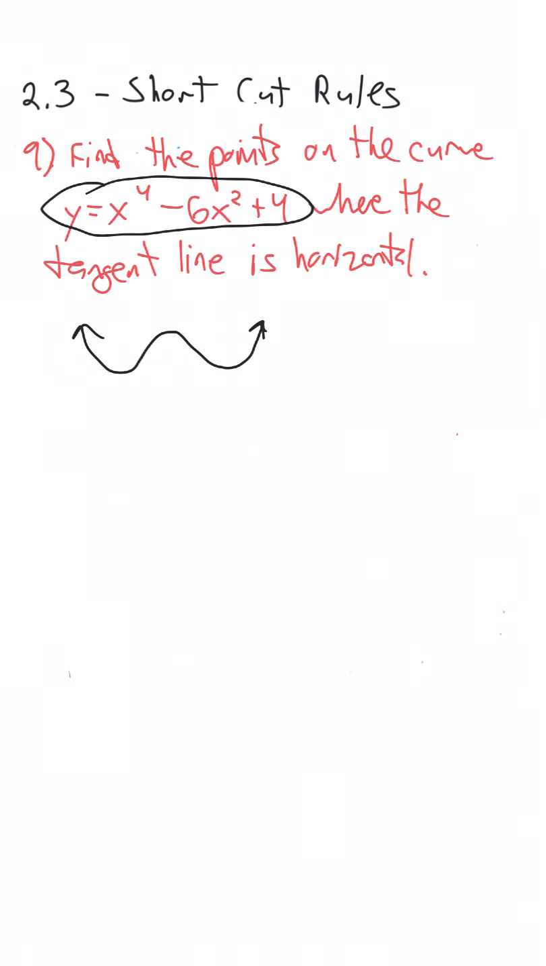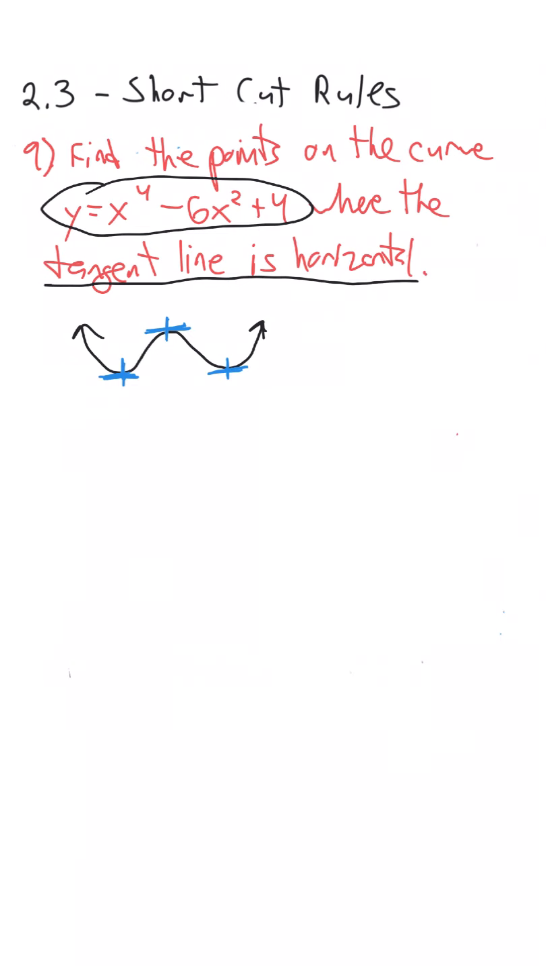It's probably something like this. The question is, where is the tangent line horizontal? Or find the points where the tangent line is horizontal. Do you see where you would have horizontal tangent lines? Where would they be? Right here, and right here. Horizontal tangent lines are tangent lines that have slopes of 0. And you can tell the slope is 0 right here, and right here for this y function.